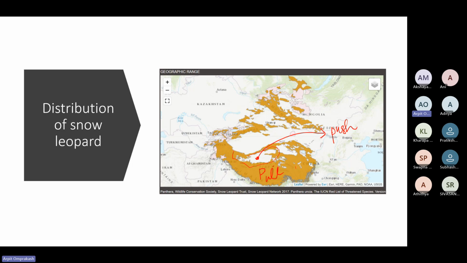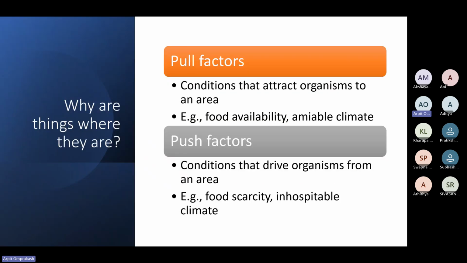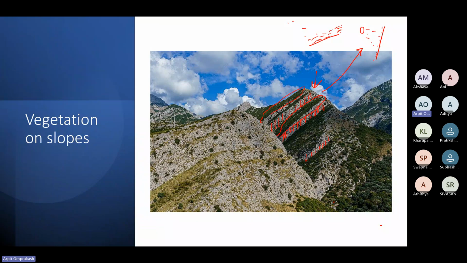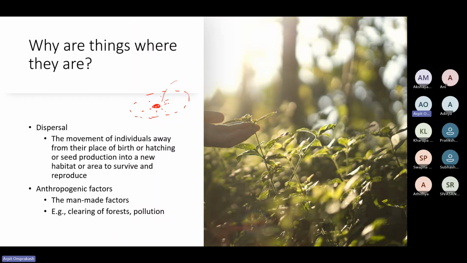So then we talked about push and pull factors. So basically conditions that attract organisms to an area or conditions that drive away organisms from a given area. We looked at the example of vegetation on these slopes. So higher, steeper slopes might have less vegetation, or slopes that don't get enough sunlight might have less vegetation. Then we talked about dispersal. So dispersal also helps explain the range of certain species.